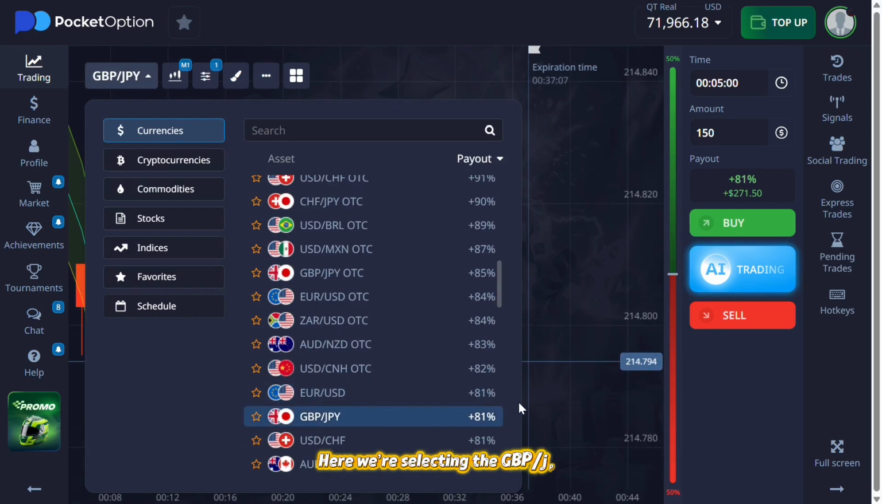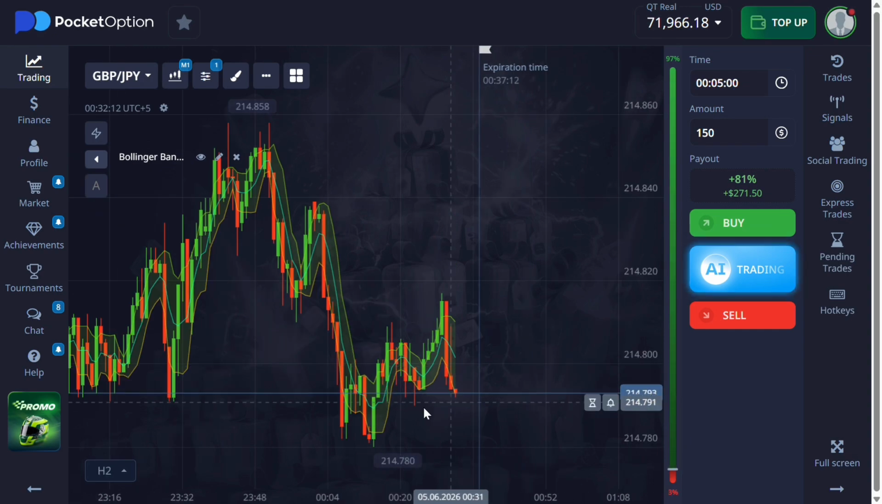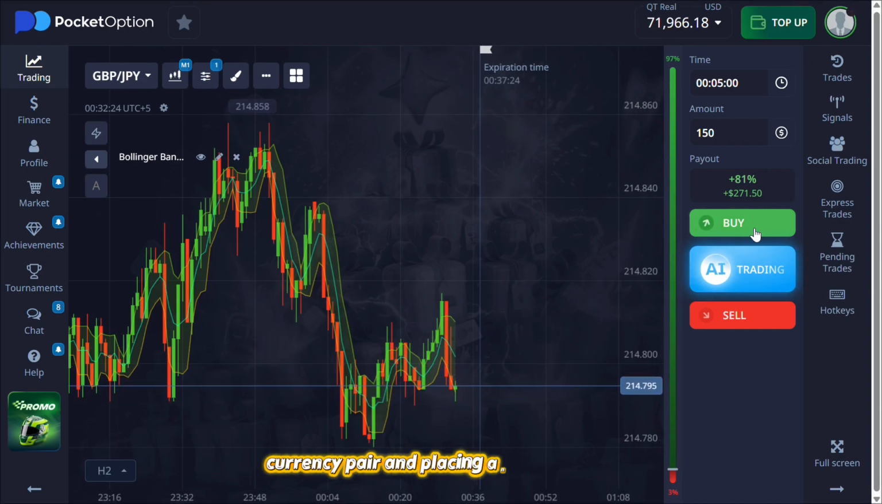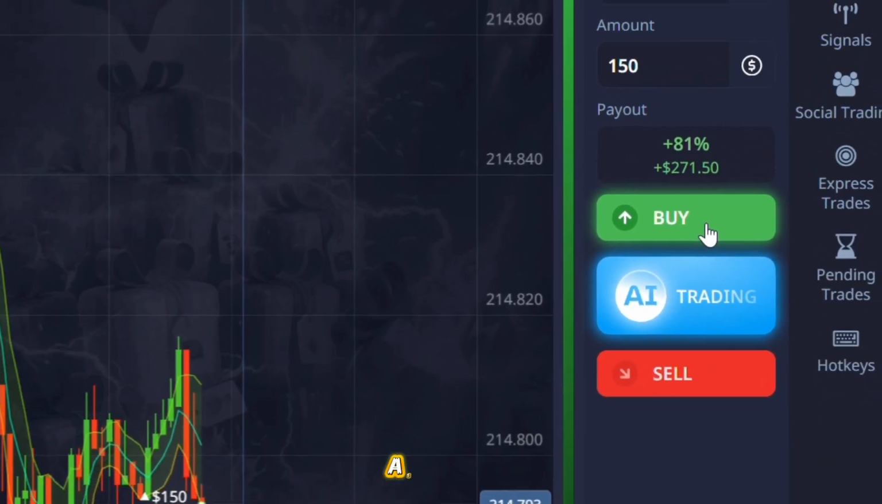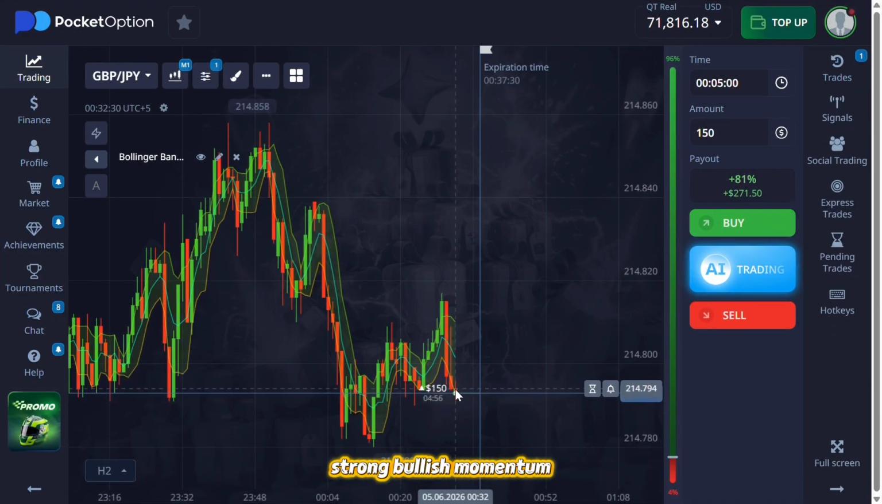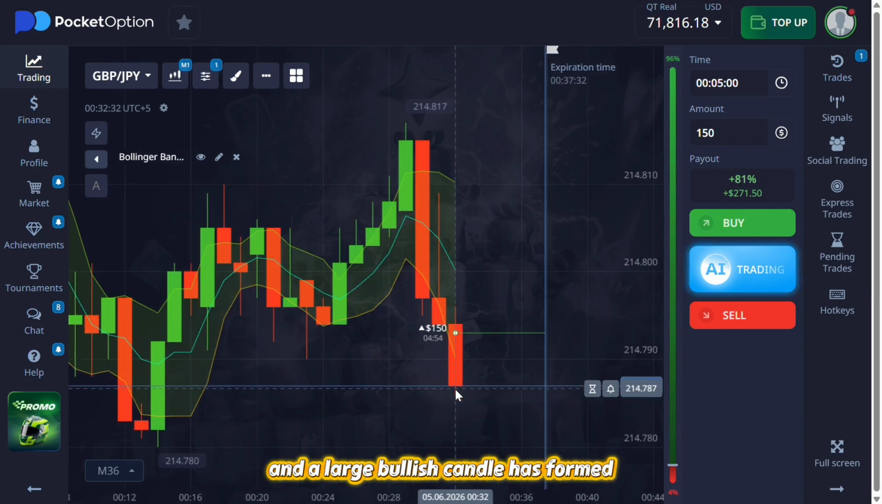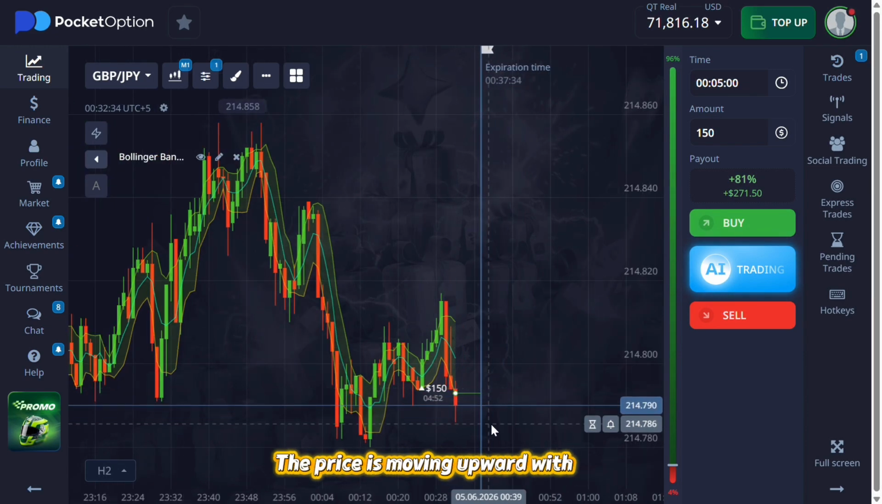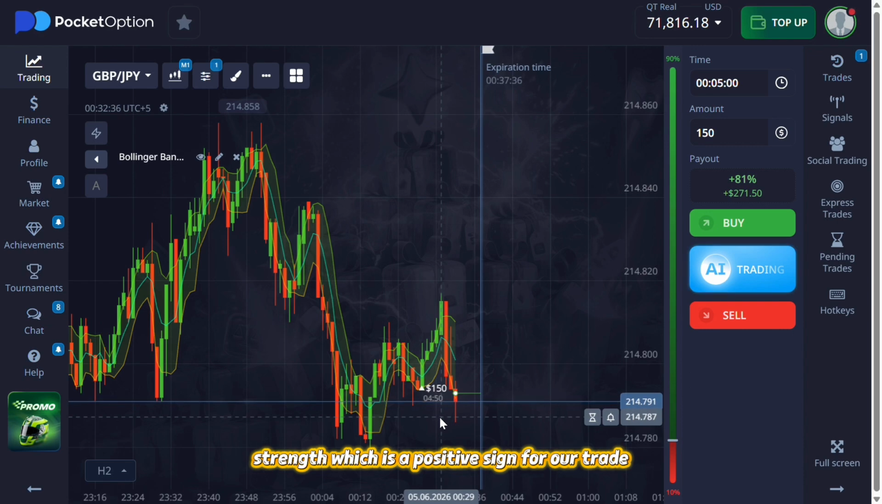Here we're selecting the GBP JPY currency pair and placing another buy trade. As you can see, the market is showing strong bullish momentum, and a large bullish candle has formed. The price is moving upward with strength, which is a positive sign for our trade.